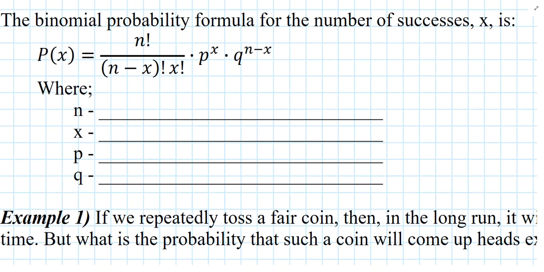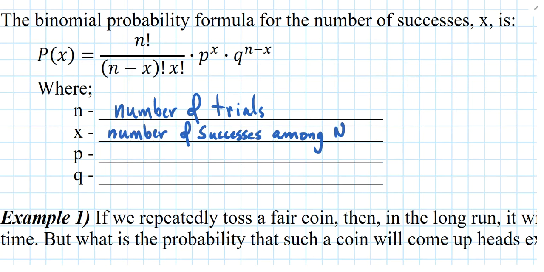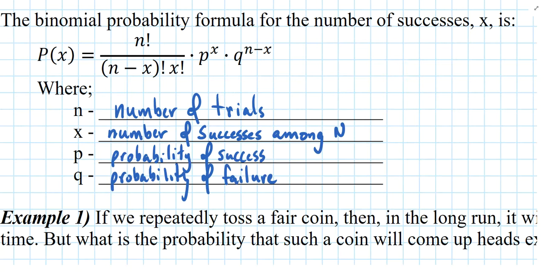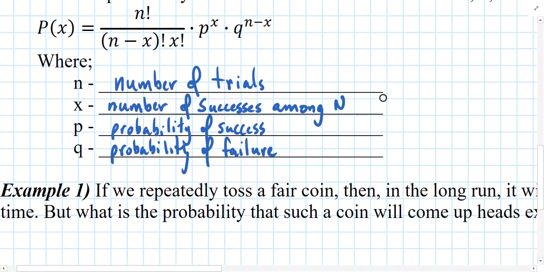The parameters are defined as follows. n is the number of trials. x is the number of successes among n trials. p is the probability of success in any one trial. And q is the probability of failure in any one trial. Let's try a couple of examples.